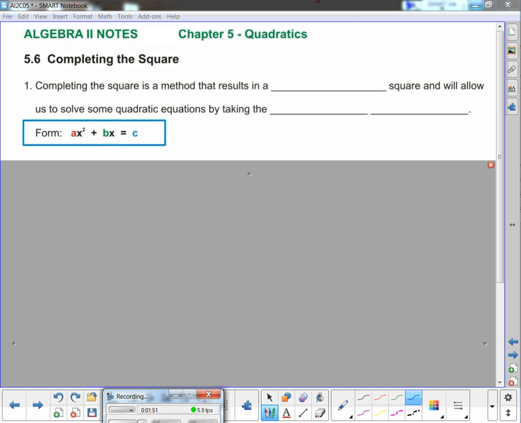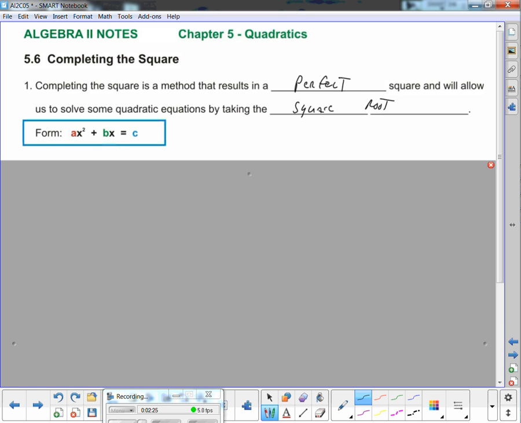So focus in. I don't think it's a hard method, but there are a few things that you have to learn. All right, so what is it all about? It's a method that results in a perfect square, which will allow us to solve some quadratic equations by taking the square root, and again, that's taking the square root of both sides.